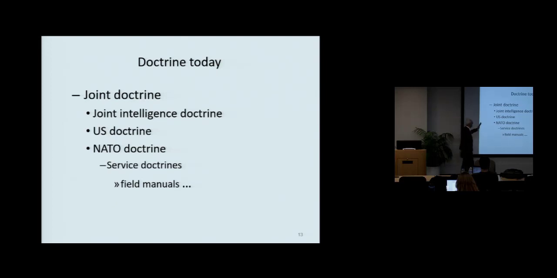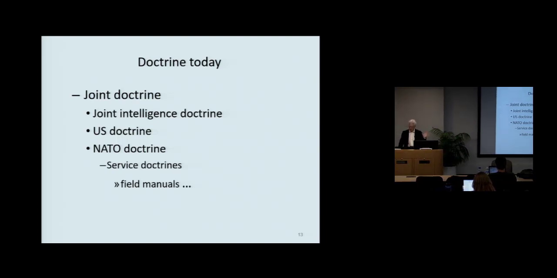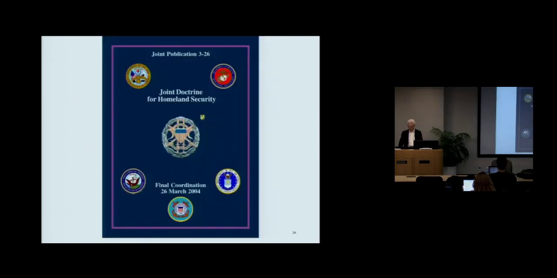So the logical relation between joint doctrine and NATO doctrine is much more delicate than the logical relation between US doctrine and joint doctrine. And we won't talk about intelligence doctrine here. A very small part of joint doctrine is classified, but nearly everything in joint doctrine is in the public domain. You can download it very easily, and we'll see the extent of it in a minute.